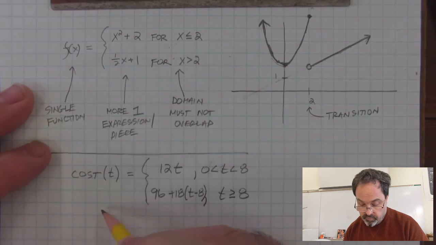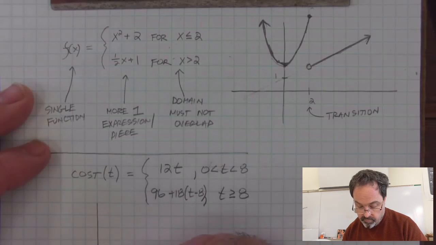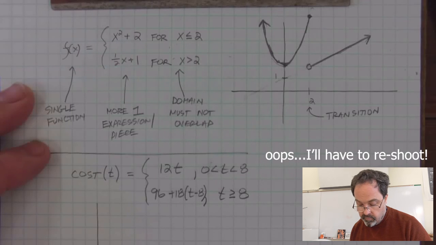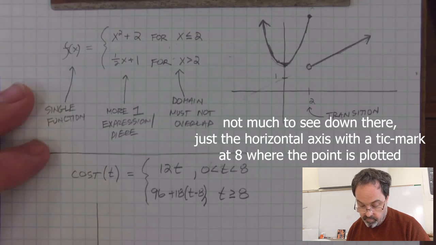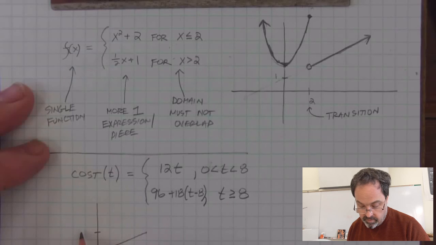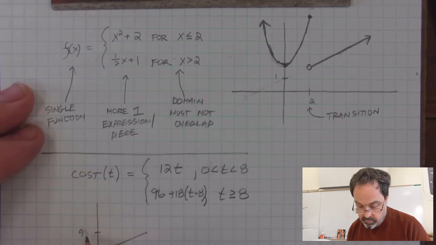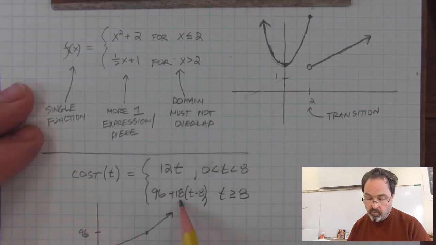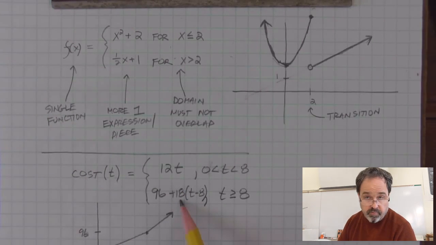This is a piecewise function, and we can graph it to model this cost. The cost goes up by $12 an hour until it reaches 8 hours at a total of $96. And then the slope goes up to model the fact that afterwards it's a greater rate, or greater constant growth of 18.